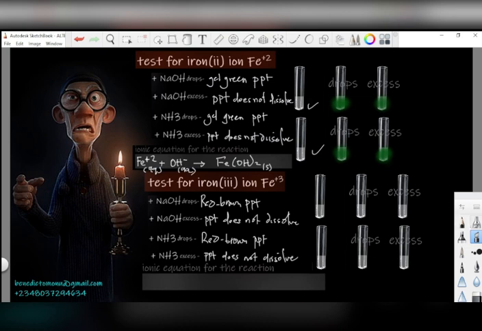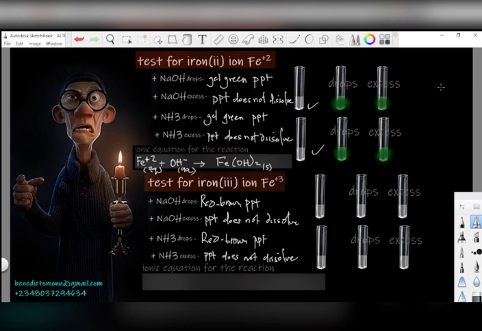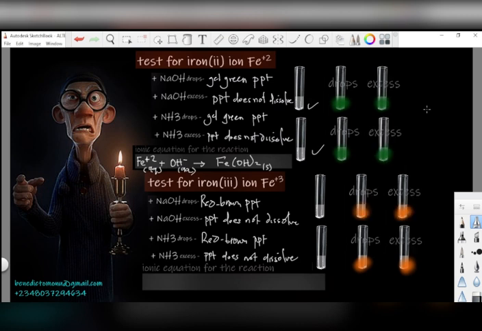Now, if you get this kind of response, reddish brown, for drops of ammonia and drops of sodium hydroxide, excess sodium hydroxide, ammonia excess, it shows that the sample contains the iron 3 ion. That is a confirmatory test.